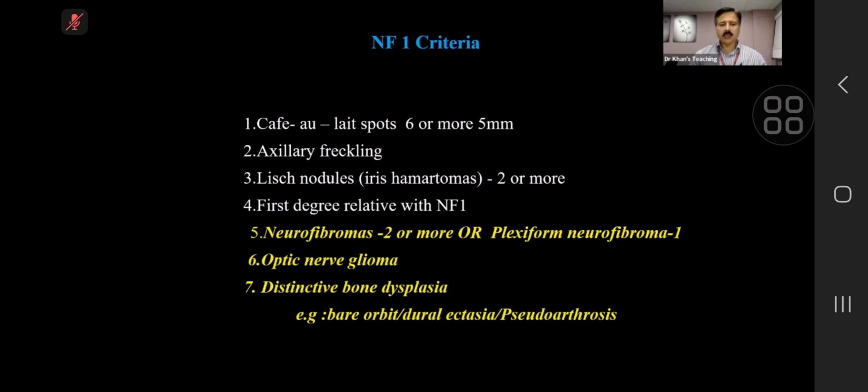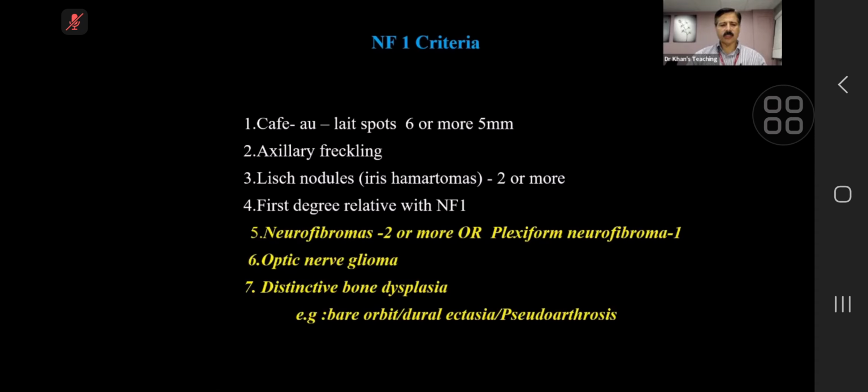Okay, now what is the criteria to diagnose NF1? If you open a textbook and see the clinical definition of NF1, they say that if the patient has got 2 or more than 2 of the following, then you call it NF1. Café-au-lait spots, 6 or more, 5 millimeter, axillary freckles, Lisch nodules, which are iris hamartomas, first degree relative with NF1. Look at this. All of this is clinical, nothing to do with radiology, and we are not interested.